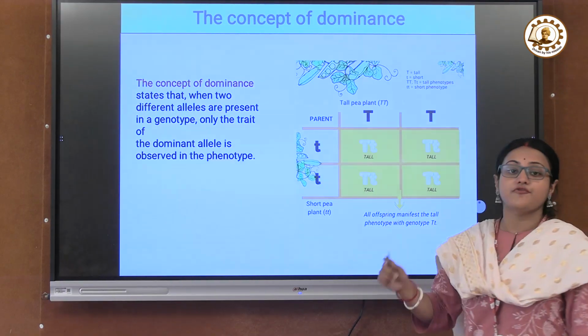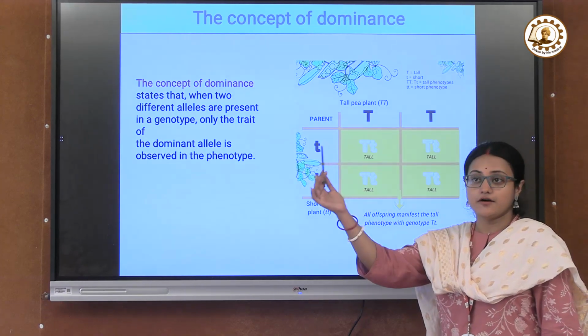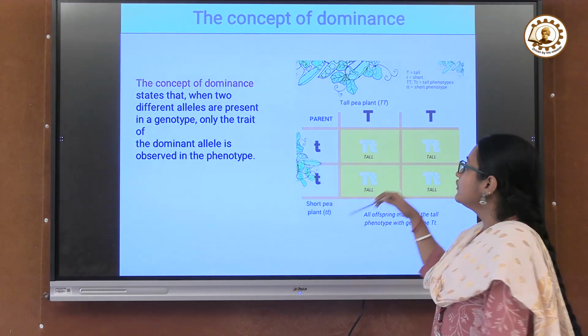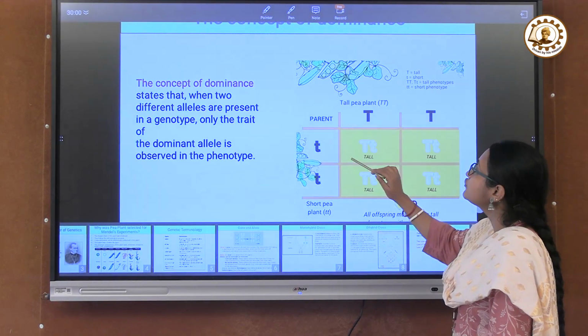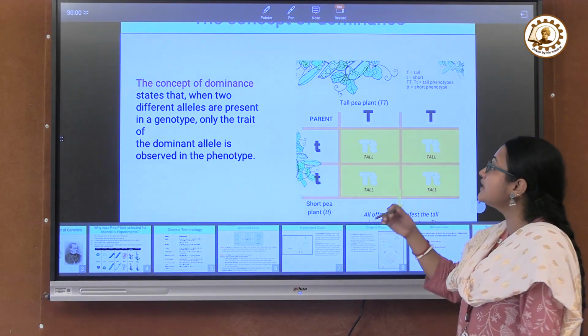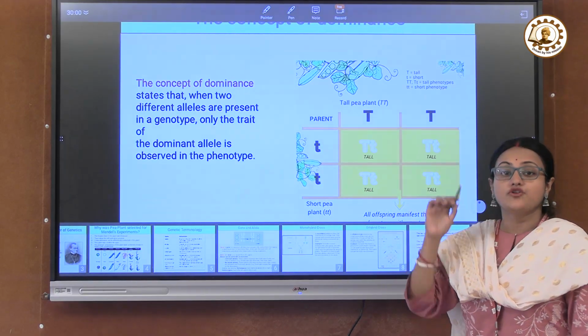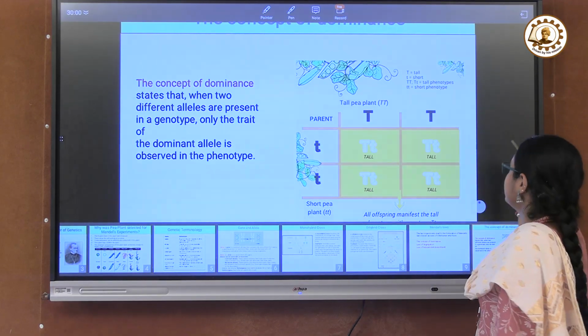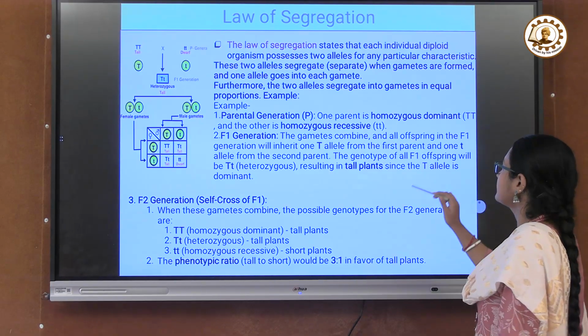So small t is for dwarf height and capital T is for long height, so tall. If these two alleles, capital T and small t, are present, then the phenotype will be tall. So the phenotype of small t is dominated by capital T. So only the tall phenotype, not the dwarf phenotype, will be expressed.